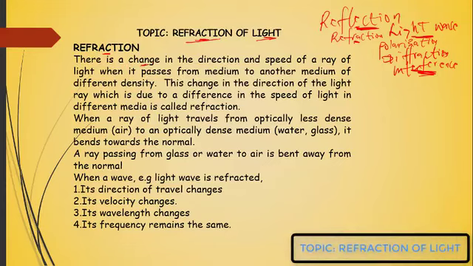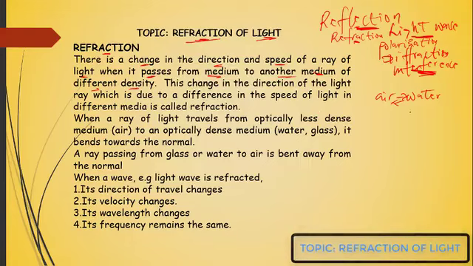Refraction occurs when there is a change in the direction and the speed of a ray of light when it passes from one medium to another medium of different density. For example, as light passes from water to air, or from air to water, light will change its direction due to the density of the medium it is passing through.